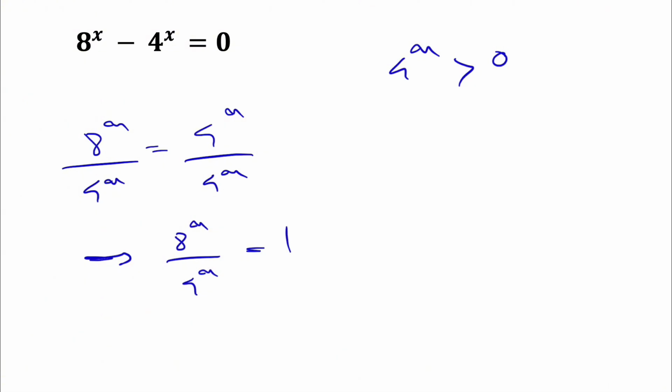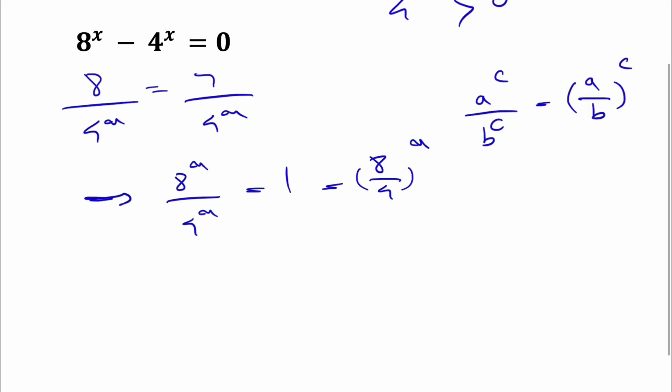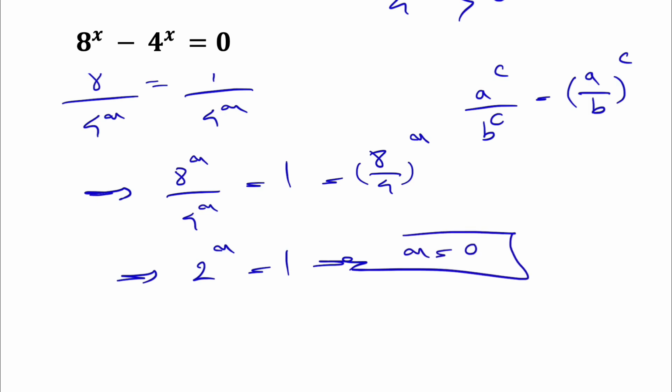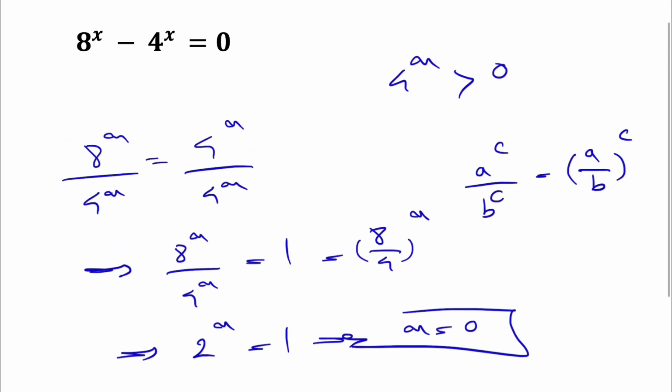And when we have a to the c divided by b to the c, we know this will be equal to a over b to the power of c. If that's the case, here we will have 8 divided by 4 to the power of x equal to 1, which means 2 to the x is 1, and we know the only answer here will be 0. That's probably the fastest and easiest way to solve this question, and we need to keep in mind that 4 to the x cannot be 0. That's why we can divide each side.